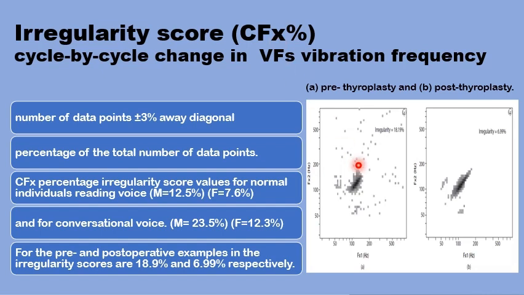This percentage in normal individuals reading a passage, if it's a male, is about 12%, and if it's a female, it's just more than 7%. For males and females in a normal conversation, the score would be higher at 23.5 for males and 12.3 for females. In this example of recurrent laryngeal nerve palsy before and after thyroplasty, the figures were 18.9 before the thyroplasty and dropped to 6.99 after the thyroplasty, reflecting improvement in the voice.